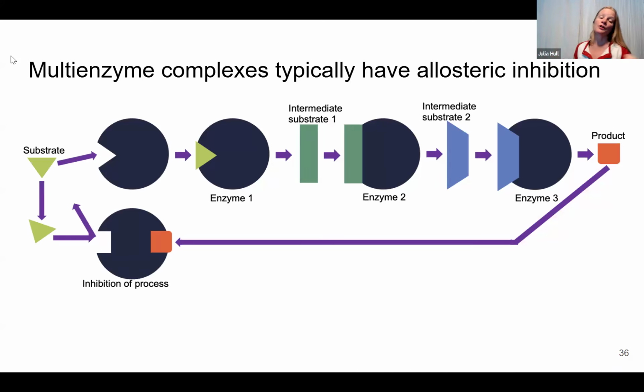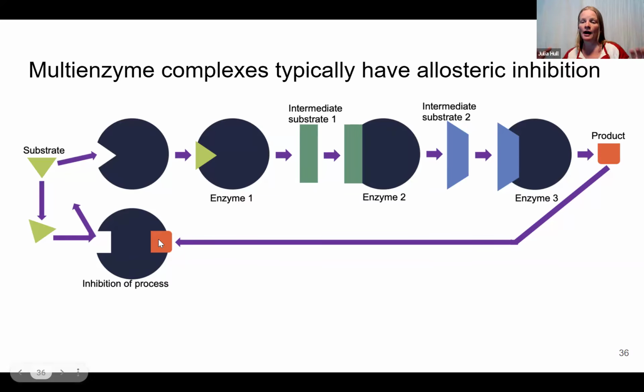Okay, so if we go back to this idea of these multi-enzyme complexes, where we have this long chain of all these intermediate enzymes getting these intermediate substrates, what typically happens is that our final product, whatever the thing is that we're trying to make, the whole reason that we have this big long complex, usually will be an allosteric inhibitor of that original enzyme.